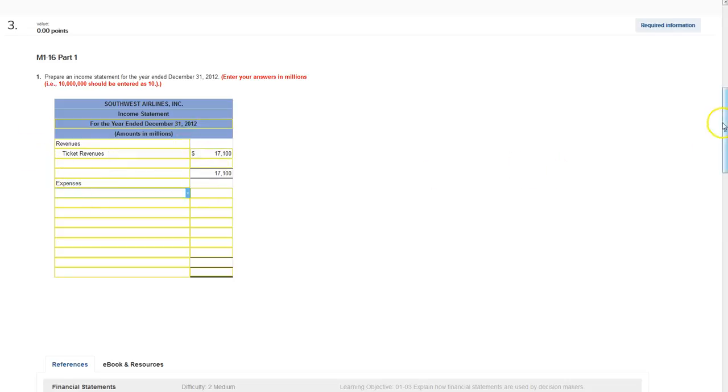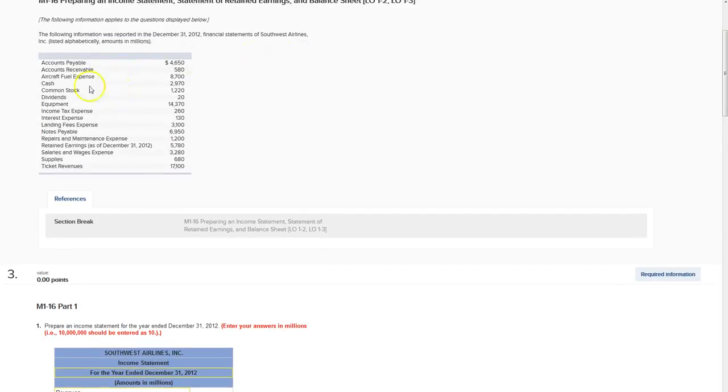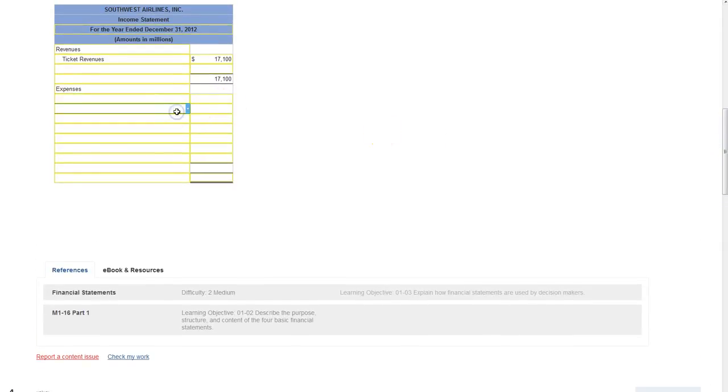Okay, now expenses. Expenses are usually listed from greatest to least. So let's see if we can find the expenses and see which is the biggest one. Aircraft fuel expense, $8,700. Income tax expense, $260. Interest expense, $130. Those are both smaller. Landing fees, $3,100. Repairs and maintenance, $6,950. And then finally, salaries and wages, $3,240. So let's try to list them greatest to least. Connect won't mark you wrong if you don't, but it's good to get into those good practices.